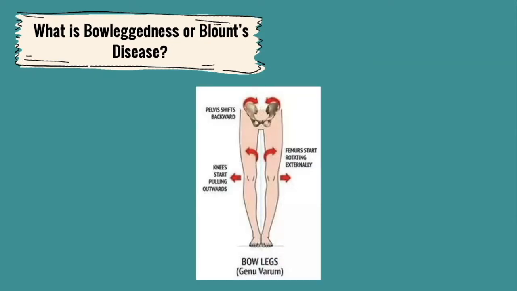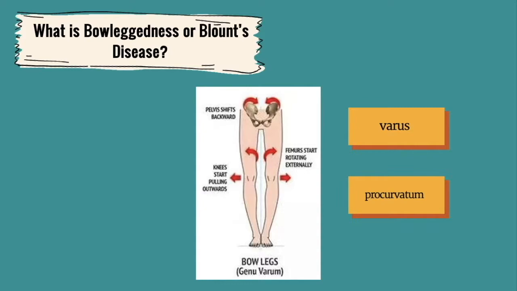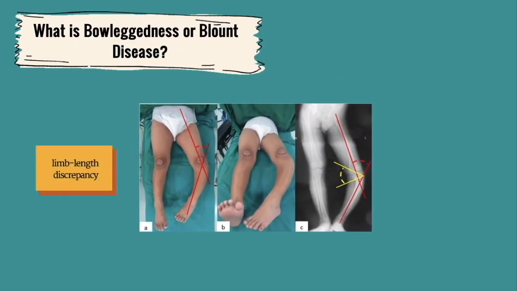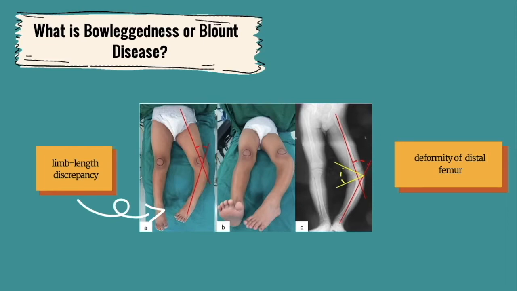The deformity consists of varus, procurvatum, and internal rotation of the tibia. This pattern is a result of the asymmetry of disordered physeal growth, most pronounced in the posterior medial aspect of the proximal tibial physis. Blount's disease can also be associated with limb length discrepancy, and in some patients, deformity of the distal femur as well.